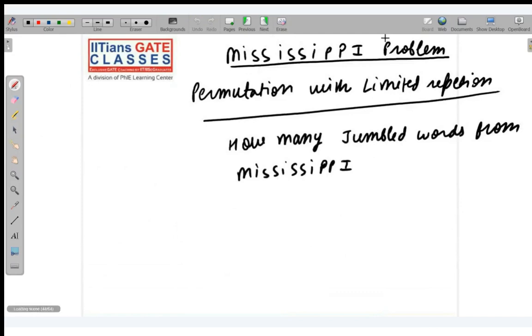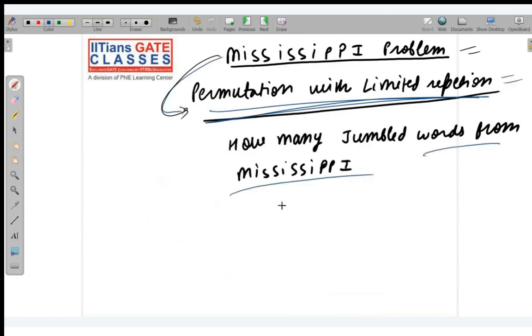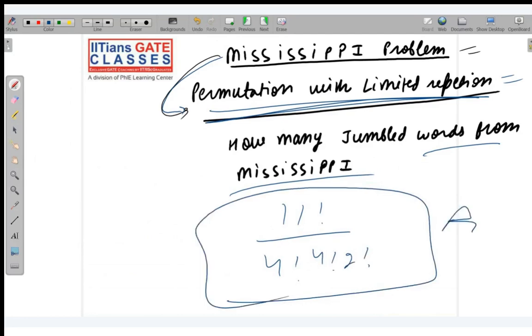Yes, so Mississippi problem, I have told you, permutation with limited repetition. As soon as I say permutation with limited repetition, I will say, okay, it is Mississippi problem. So the way we have solved Mississippi problem, you will solve all this kind of problem. So how many jumbled words from Mississippi? I have told you 11 factorial, divided by the repetitions, 4 factorial, 4 factorial, 2 factorial. This is the answer. Okay, let me jump to the next slide now. I'm jumping now.